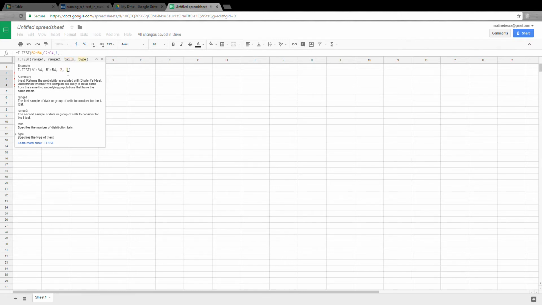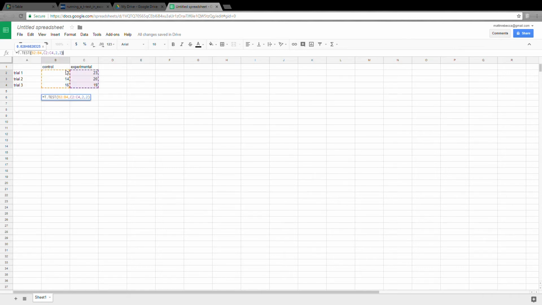On the type of the test, there's different types of t-tests that you can run. Type 1 is a paired test. So this would be something where, for example, if you were testing a person so that they were their own control. So maybe you gave a person a pre-test and you gave that same person a post-test. They were paired with themselves. So you would use a type 1. In our case, we're going to use a type 2. So you're going to put a 2 in there and close parentheses.